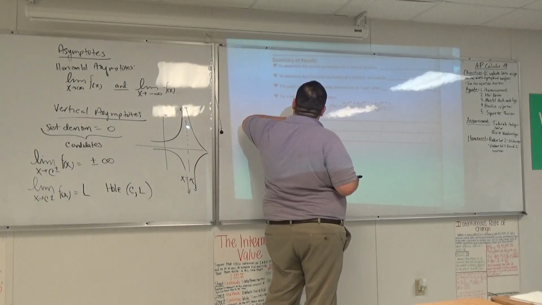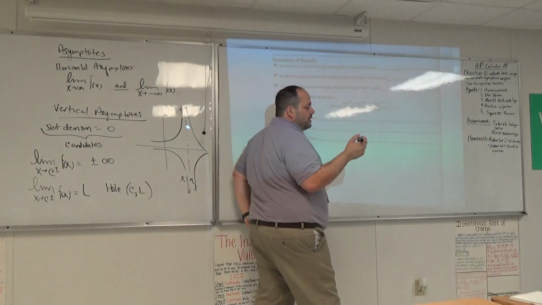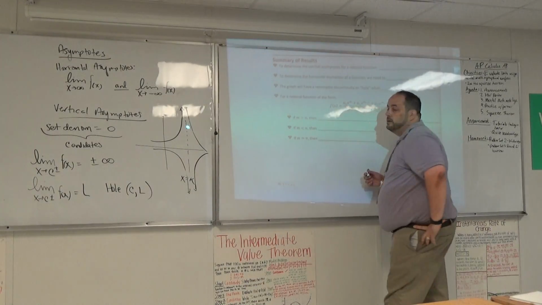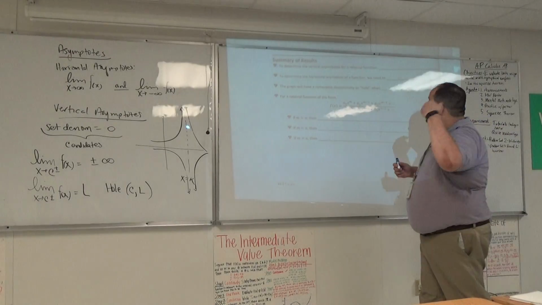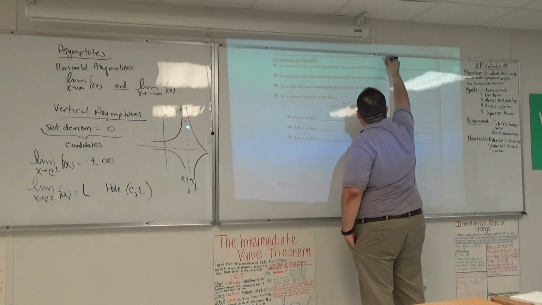All right, David, how are we going to determine a vertical asymptote? We have to look at the candidates. Where do those candidates come from? The denominator.